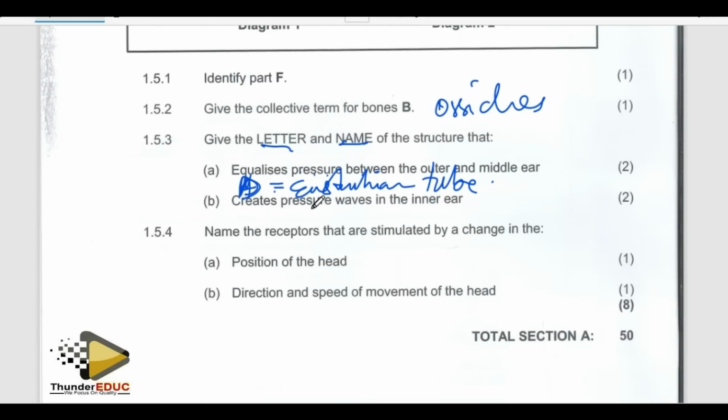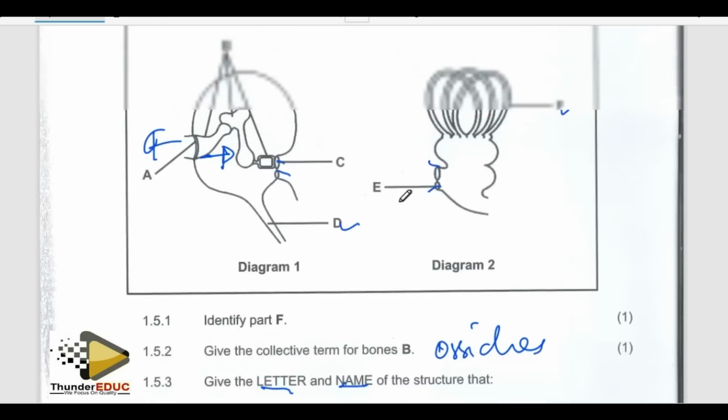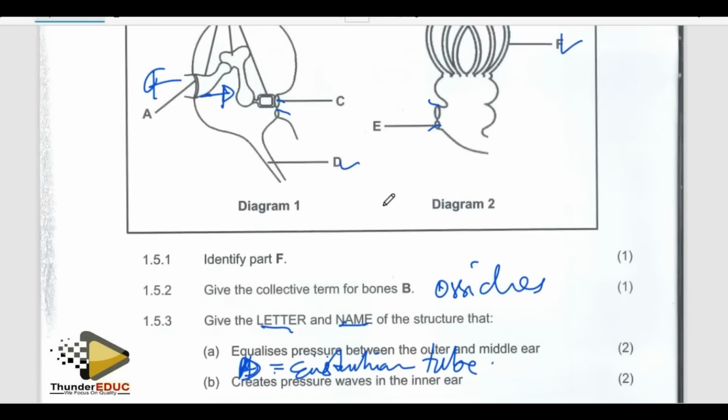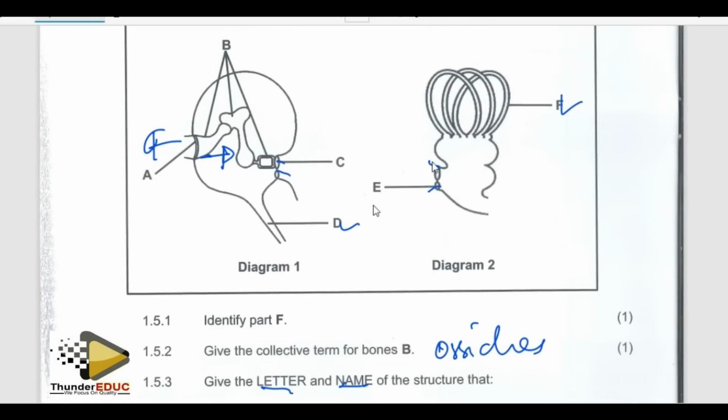Number B is: creates pressure wave. That is in the inner ear. What creates the pressure wave is the oval window, because when these start to change, it causes the oval window to move in and out. When it moves in and out, it causes the fluid found here to move.